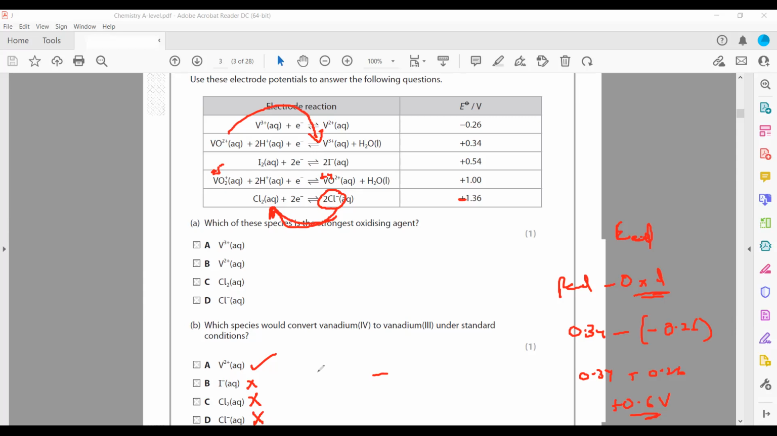So the question was, which species would convert vanadium 4 to vanadium 3 under standard conditions? Under standard conditions, when vanadium plus 2 reacts with vanadium 4, it will convert that into vanadium plus 3, because the cell voltage will come out positive. Is it clear?